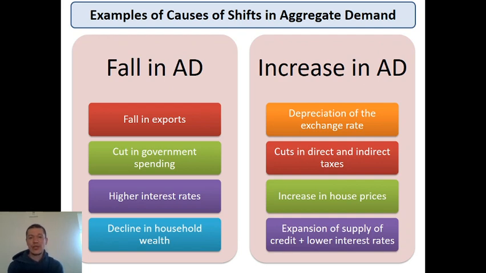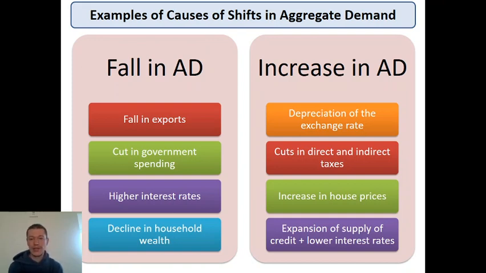A cut in taxation. Well, if you think about it, I pay VAT whenever I buy something. I pay income tax on the salary that I earn. If they're cut, that means I've got more money to spend. I've got more disposable income. I'm going to consume more. Consumption goes up. Aggregate demand goes to the right.